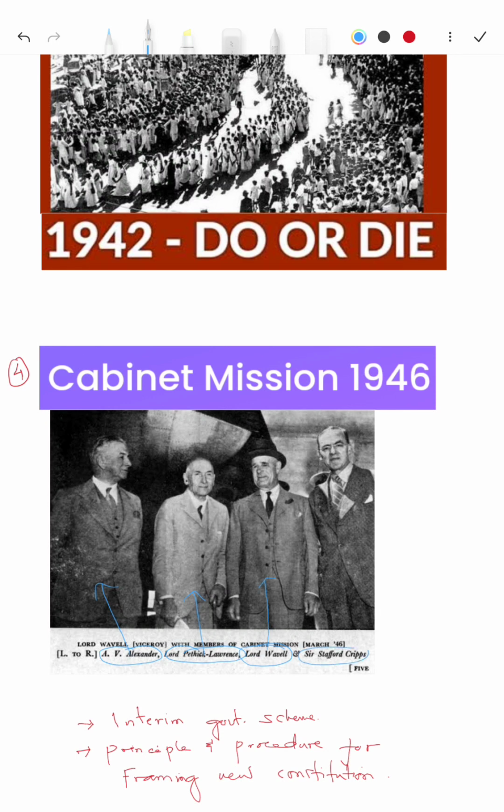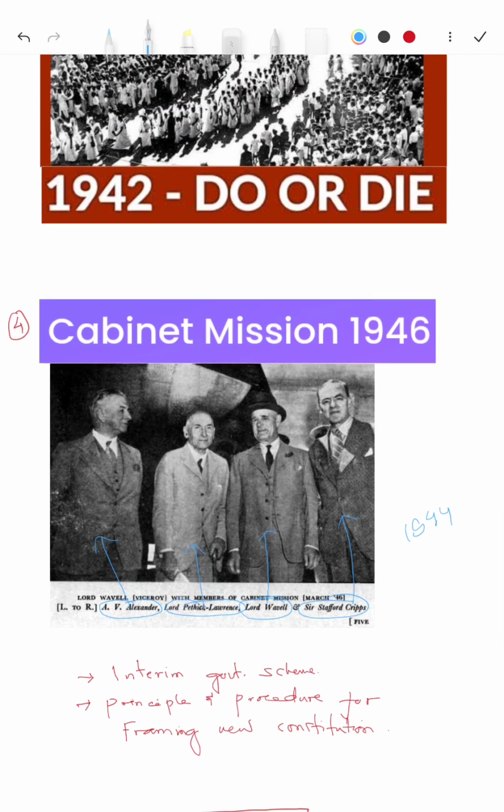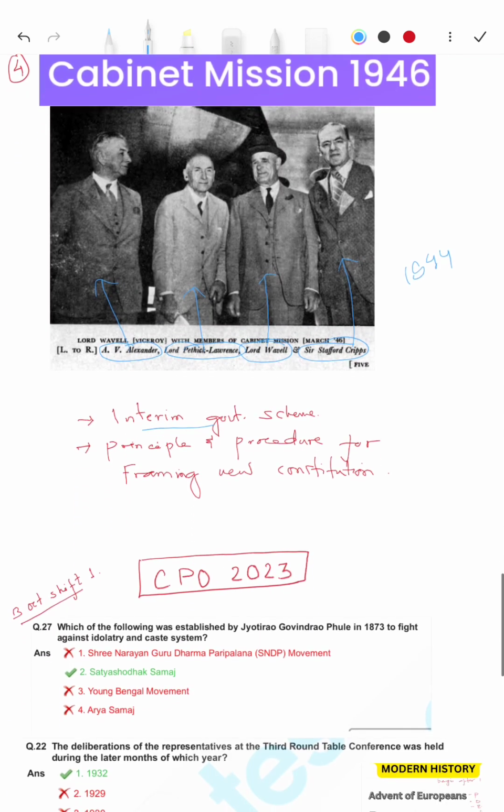And then we have Sir Stafford Cripps, who was sent in 1944, also called the Cripps Mission in 1944. The purpose of this mission was to provide schemes for interim governments and lay down the principles and procedures for the framing of a new constitution. So this is a rough idea and mind mapping of modern history.